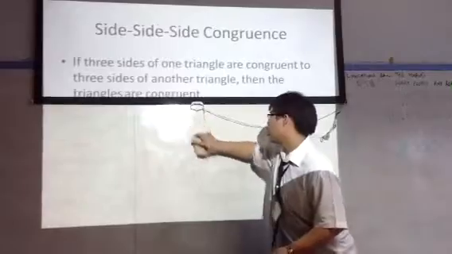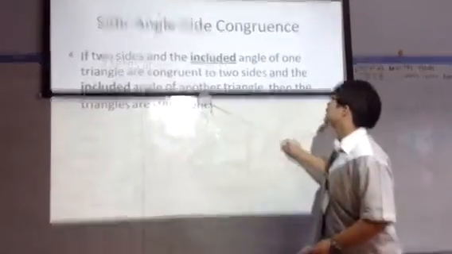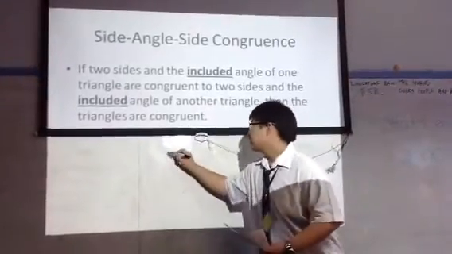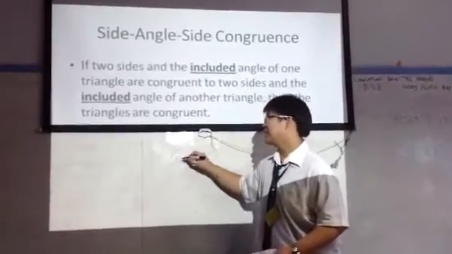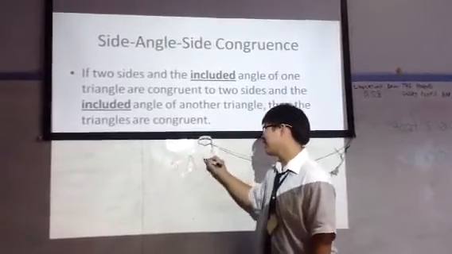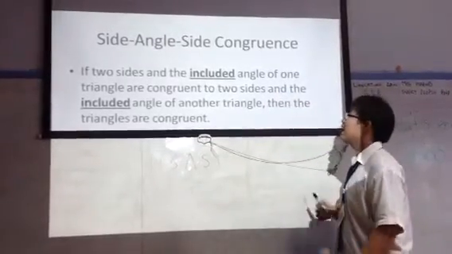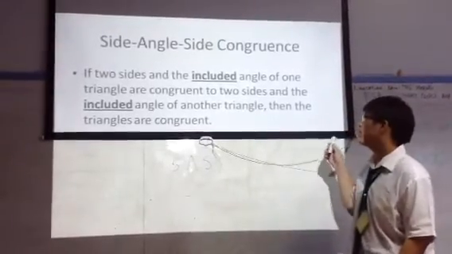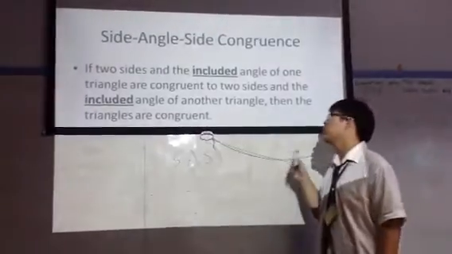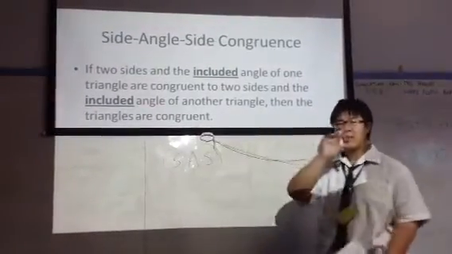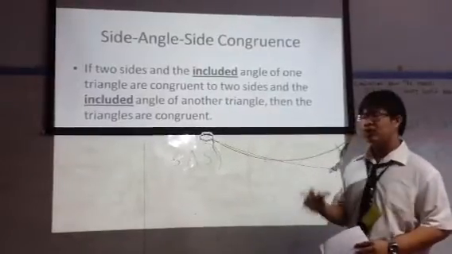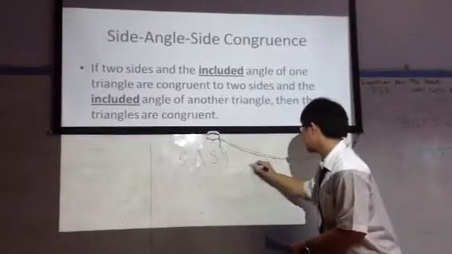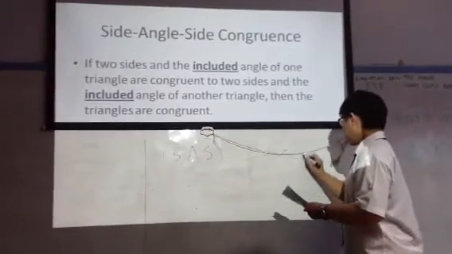The next one is called the side angle side congruence, SAS. Now, if two sides and the included angle of one triangle are congruent with two sides and the included angle of another triangle, the corresponding ones, corresponding meaning the matching ones, then the triangles are congruent. Given this, we could make an example. This is a triangle, and this is another triangle.